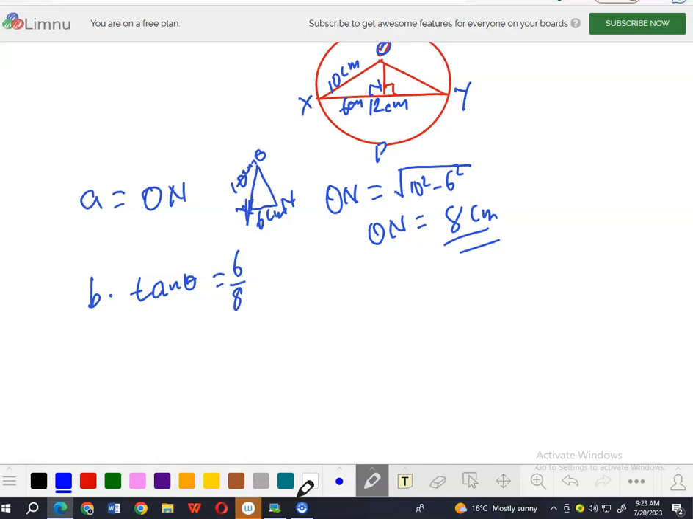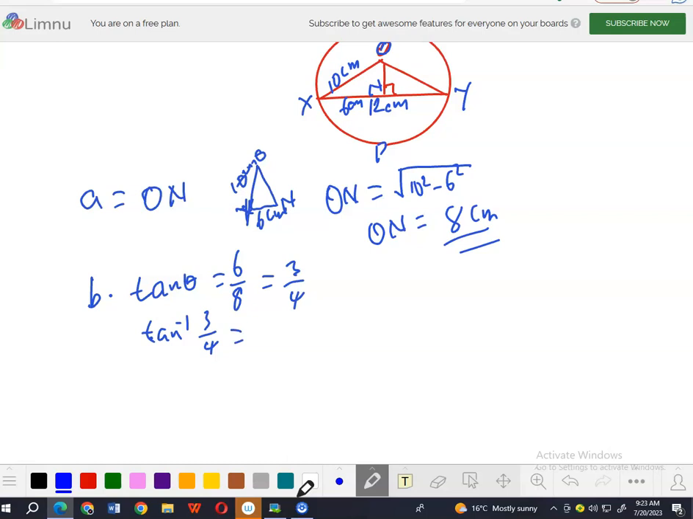Because 8 is that length ON, it is 6 over 8, opposite over adjacent. So 6 over 8 in that case implies that what we are going to have will be 3 over 4. So the tan inverse will give us that angle. Tan inverse of 3 over 4 is going to be what? Put it in your calculator and tell me the answer.